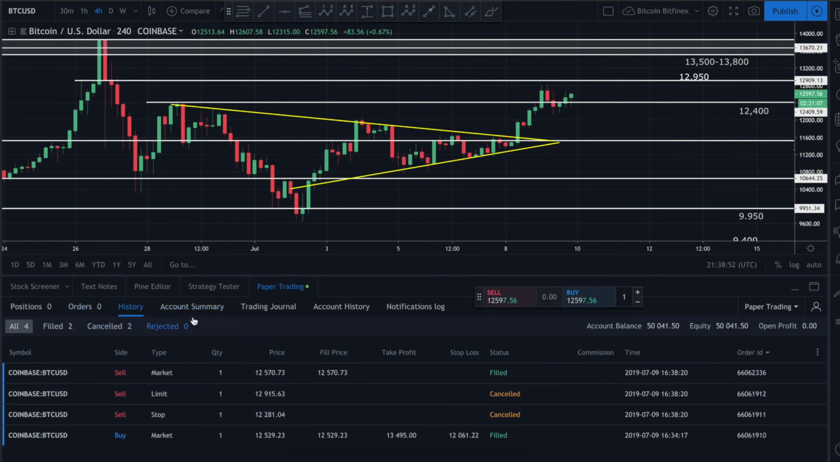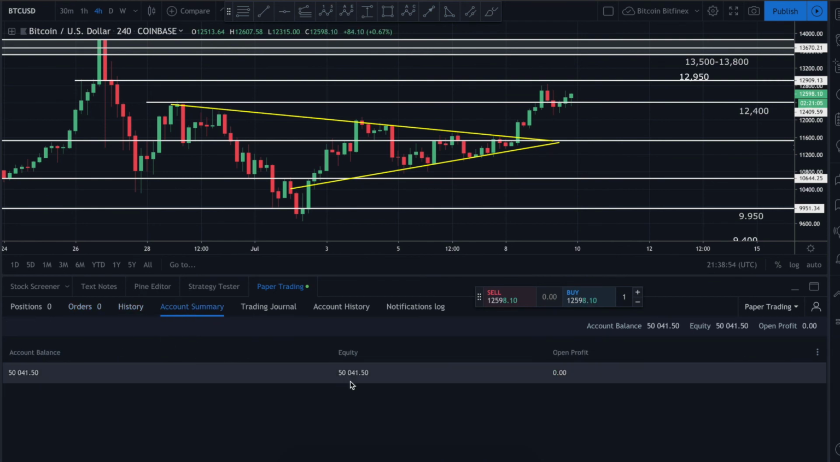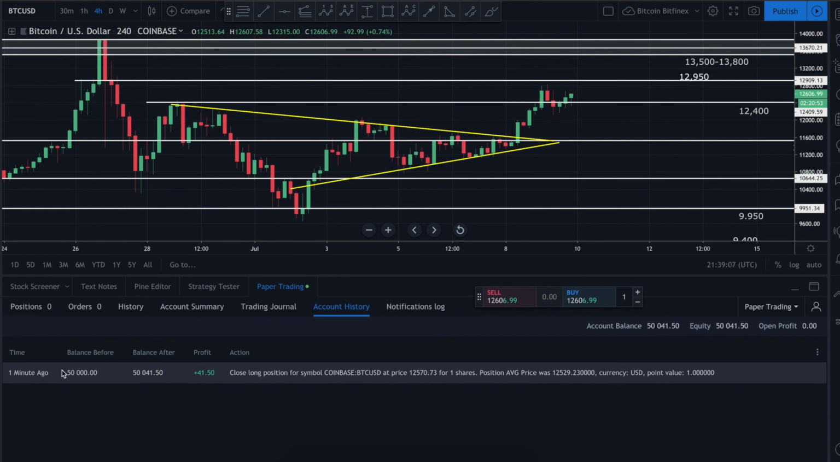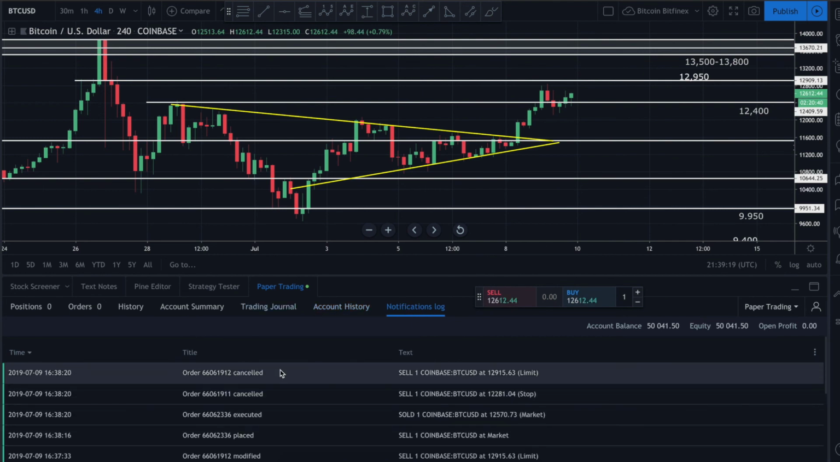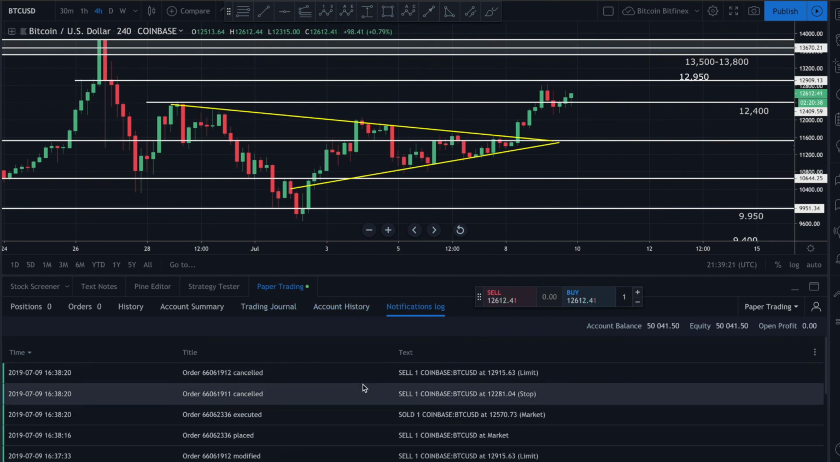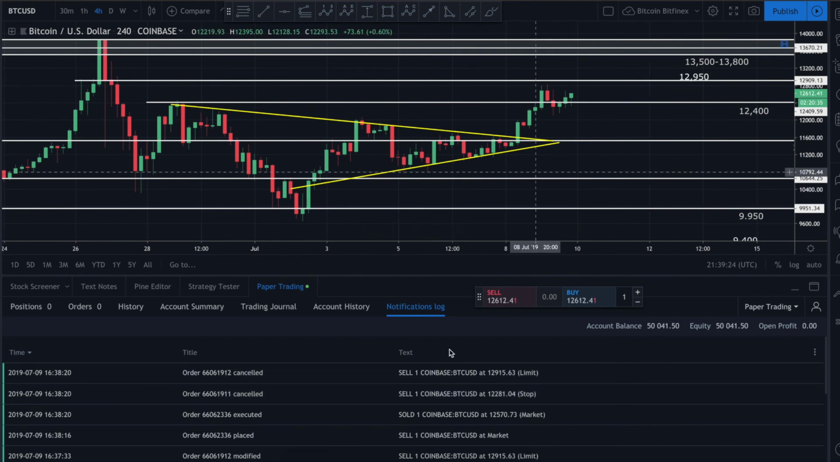I've got my history here, and I can go to my account summary, and sure enough, it looks like on my trade I made $41.50 because we can see that my account is now up $41.50. I can go into account history. I can see the position that I closed right here, and I can actually see the profit that I made or the loss that I made, and in this case, I made $41.50 on that very, very quick trade. The notification log over here also just basically tells me what I've done, all the buying and selling that I happen to have done. It is that simple, and selling is exactly the same way. It is just that simple.